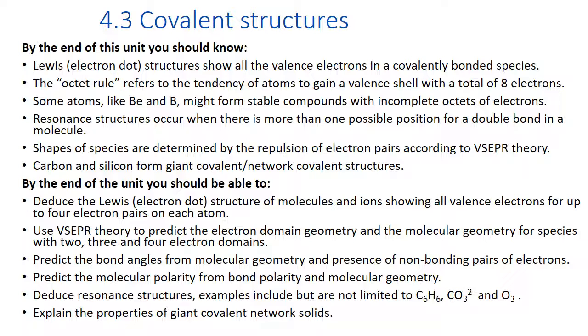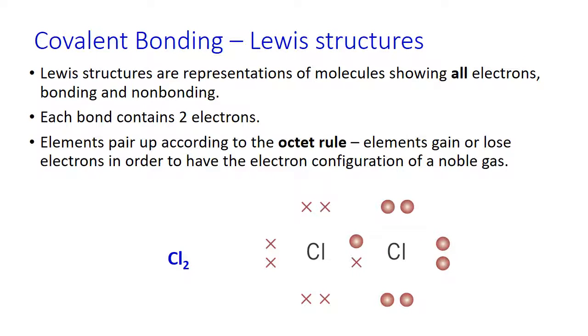And you should also be able to deduce electron dot Lewis diagrams, use valence shell electron pair repulsion theory to determine molecular shapes, predict bond angles also using VSEPR, predict molecular polarity from bond polarity and molecular geometry, which we touched on a little bit in the last unit, and deduce resonance structures and give examples like benzene, or aromatic rings at least, and ozone, and explain the properties of these giant covalent network solids. Right, so let's just get into it.